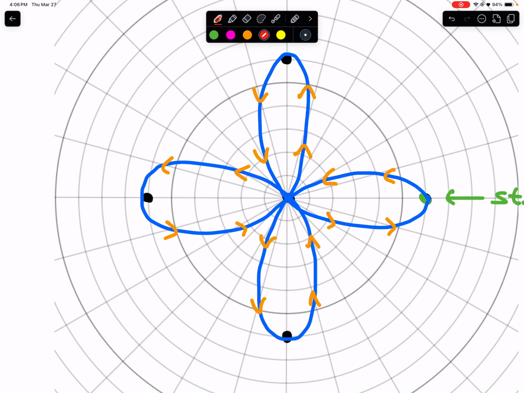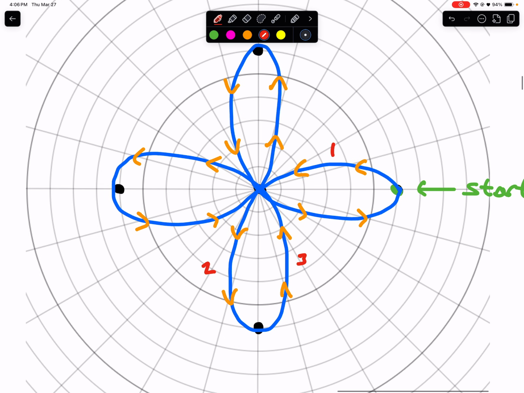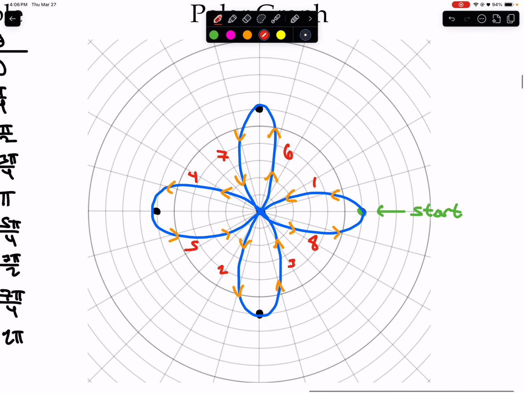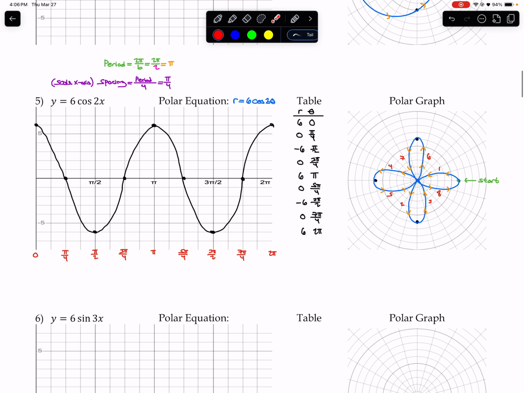So what I do to kind of help is I'll label each of these segments in the order that you should draw them. So segment 1, segment 2, segment 3, segment 4, segment 5, segment 6, segment 7, and then segment 8. That way you can get an order as to what order you should actually draw them in. So the order is going to matter. We may ask you questions that pertain specifically to a domain, so you do need to know the order in which those values are going to happen.